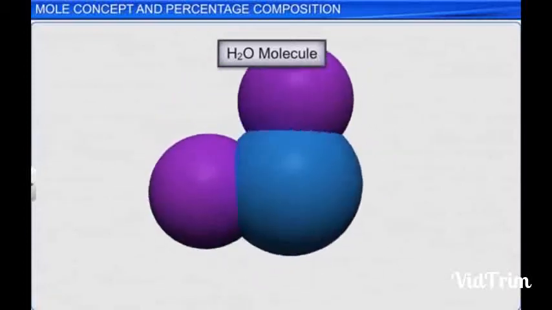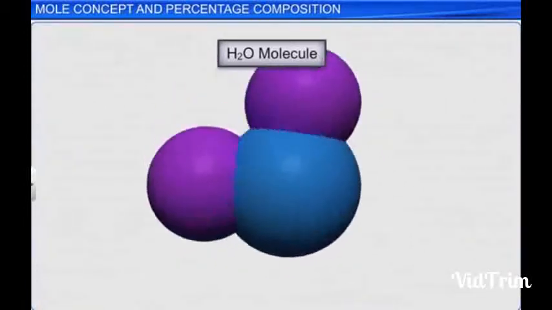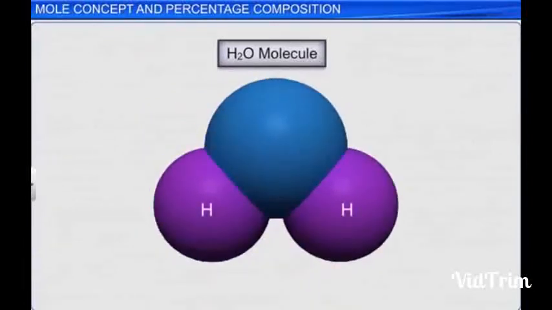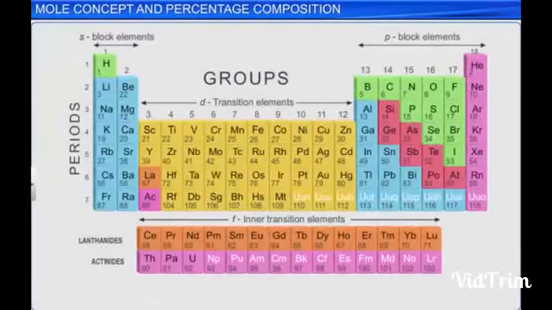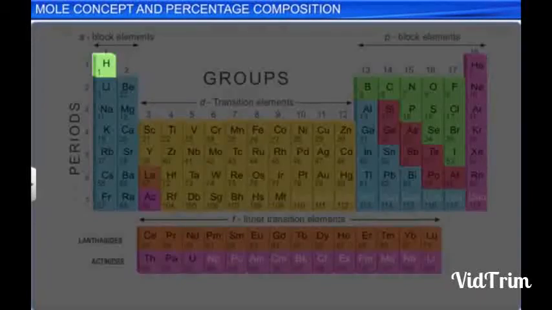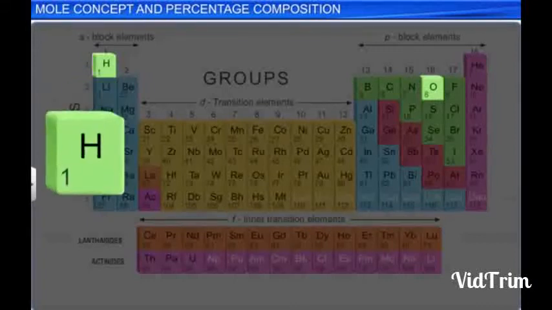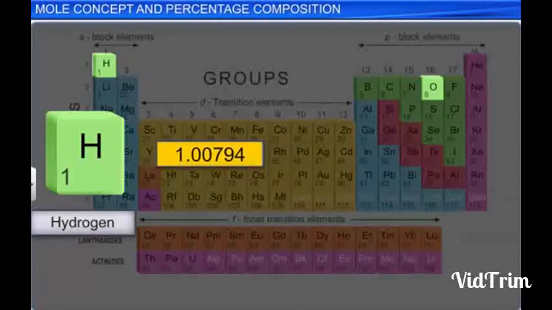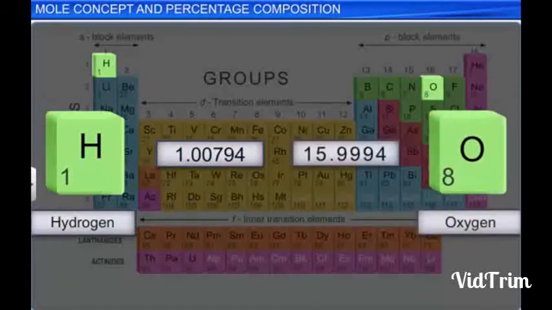Let's determine the molar mass of water. We know that water comprises 2 hydrogen atoms and 1 oxygen atom. We can obtain the atomic masses of hydrogen and oxygen from the periodic table. The atomic mass of hydrogen is 1.00794 and the atomic mass of oxygen is 15.9994.